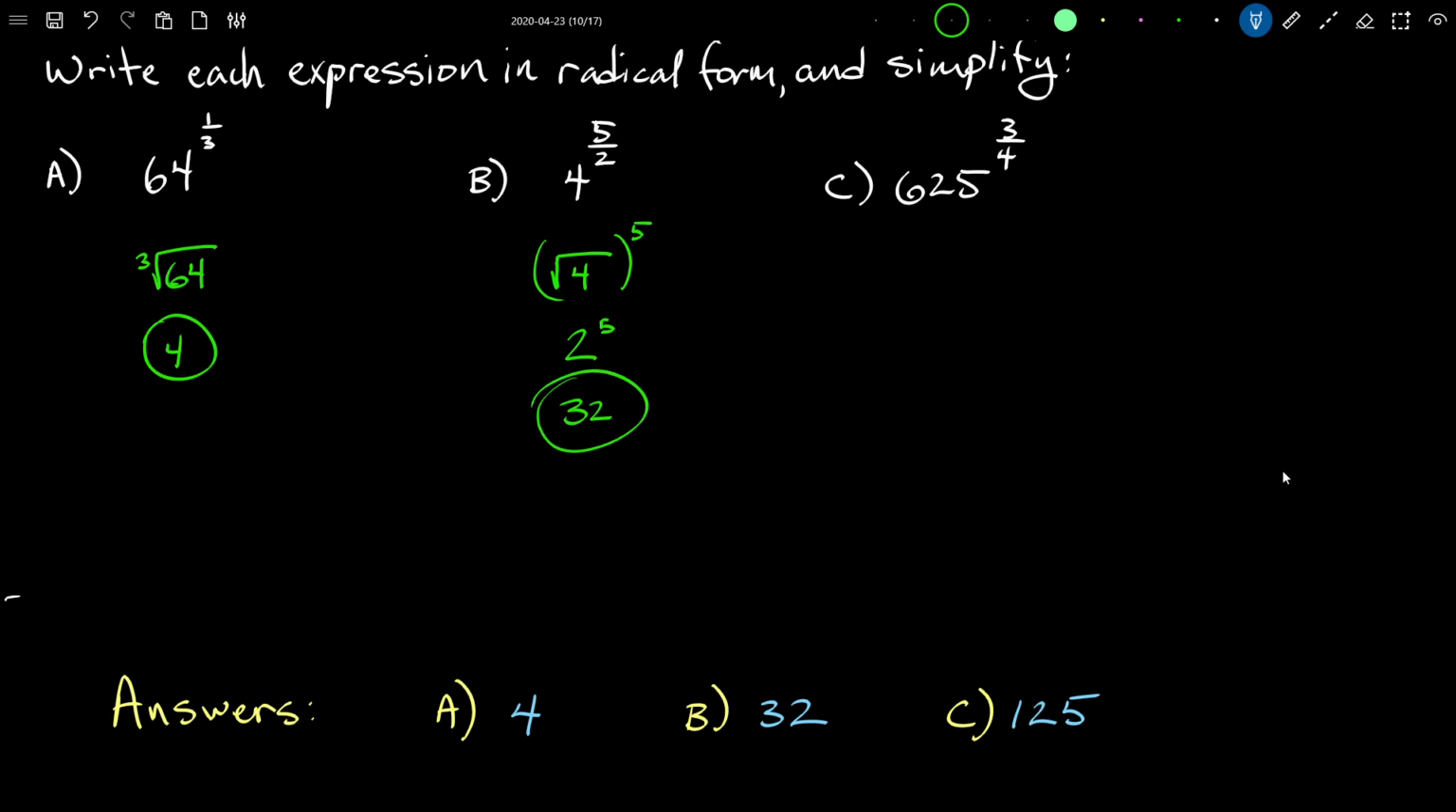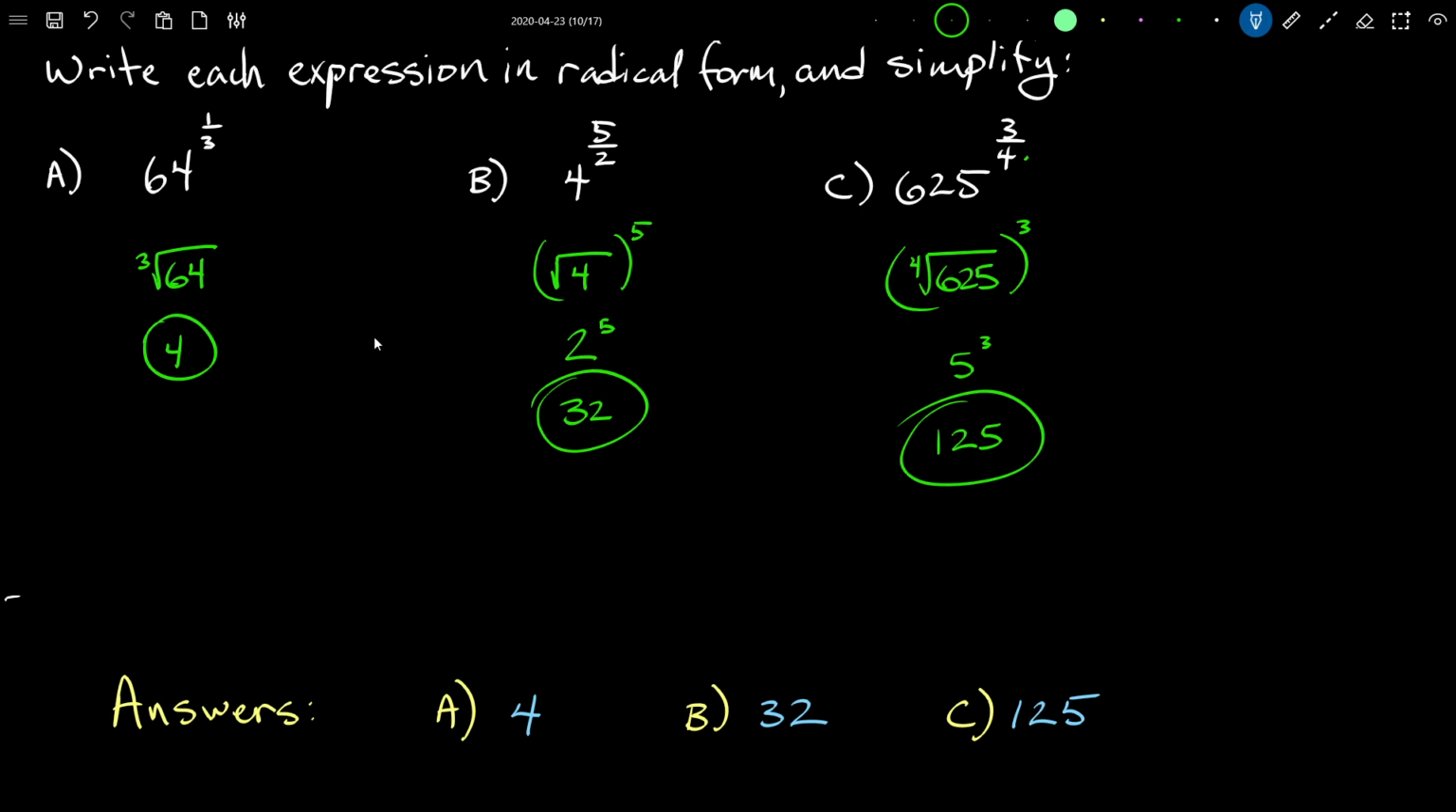Okay, 625 to the 3/4. I'm going to do 4th root first to make the answer smaller. So 4th root of 625, whatever that answer is, cubed. And then the 4th root of 625 is actually 5. I know it seems kind of weird that that small of a number comes from all that, but it does. And take that cubed, which is 125. So nice job if you got all three.